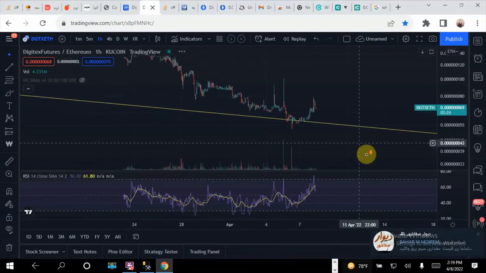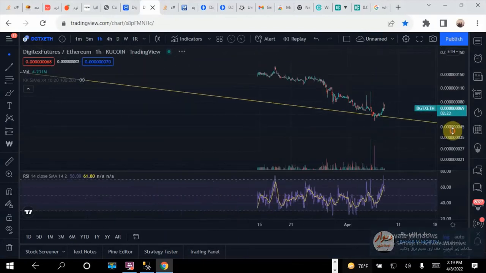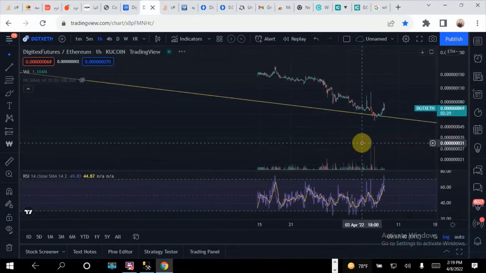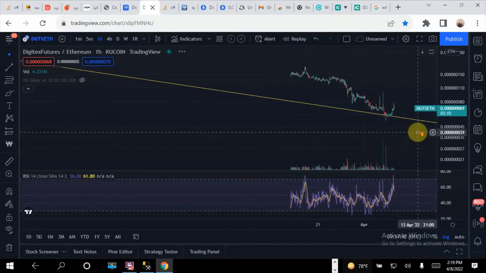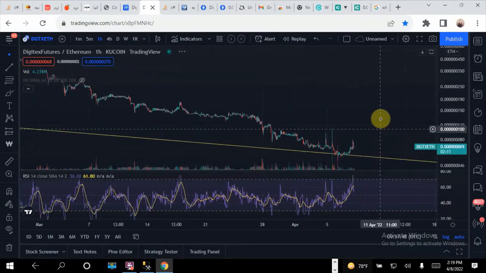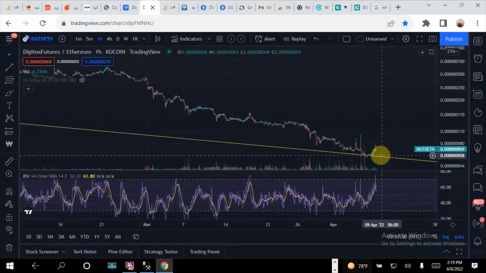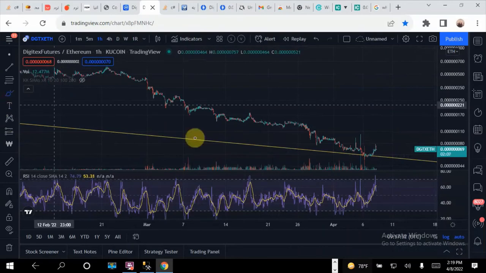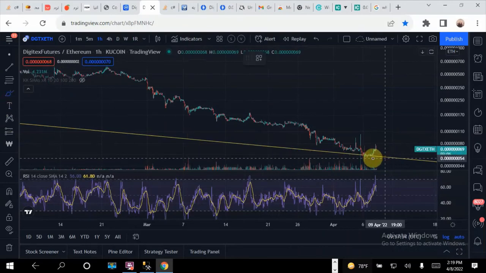Yes, trend line. Breakout and it's best position for you. That input currency.